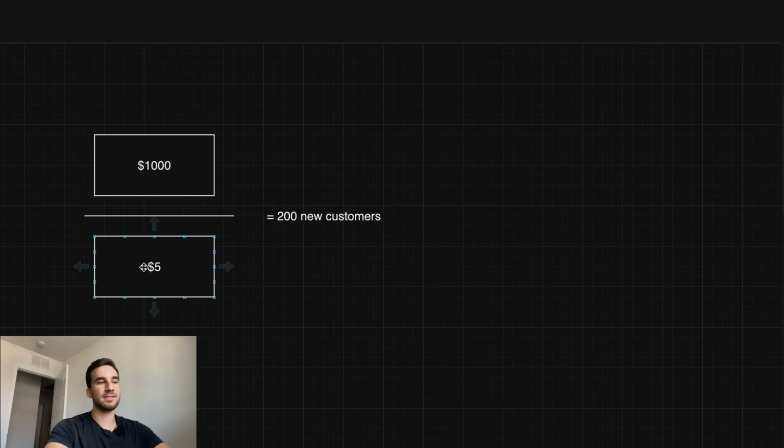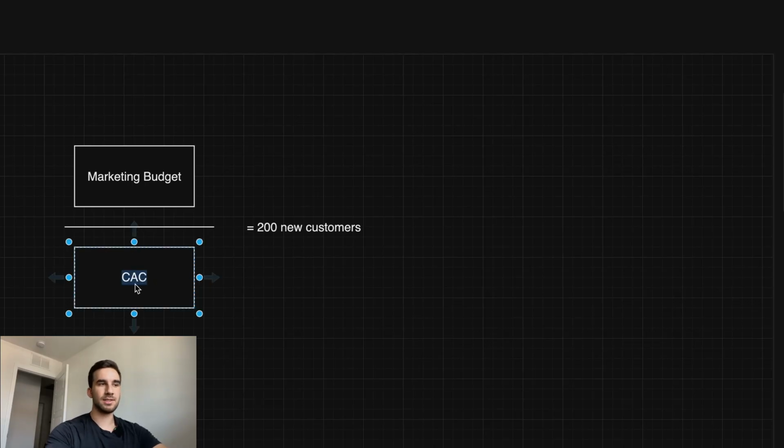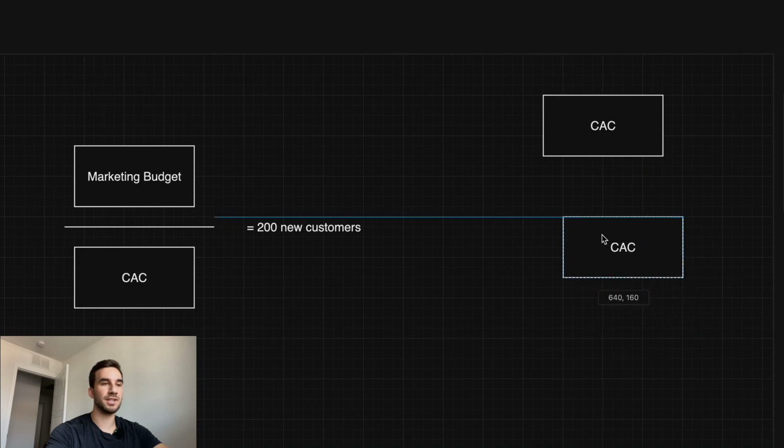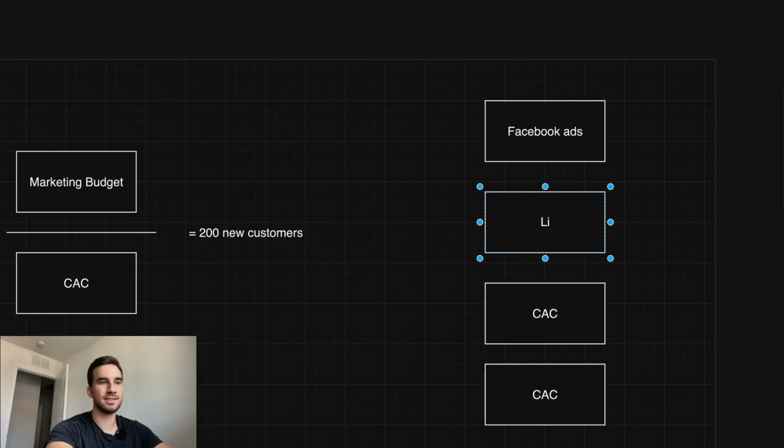So by understanding this number, the customer acquisition cost, we can evaluate the different marketing channels and campaigns and even individual ads that we're doing in order to prioritize the best ones. So if you want to lower this number so that you can get more customers for the same marketing budget, the easiest way to do that is actually to first have a better understanding of this number for all of your individual marketing channels. So let's say you're a business that's running Facebook ads, LinkedIn ads, and then you have your organic social media.